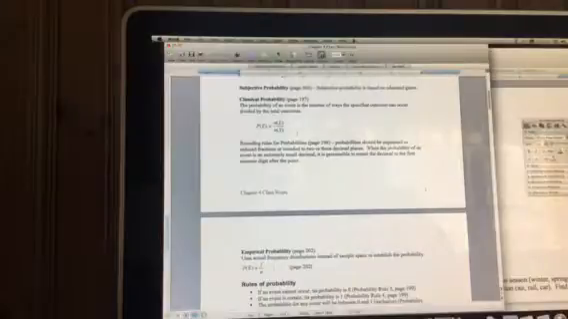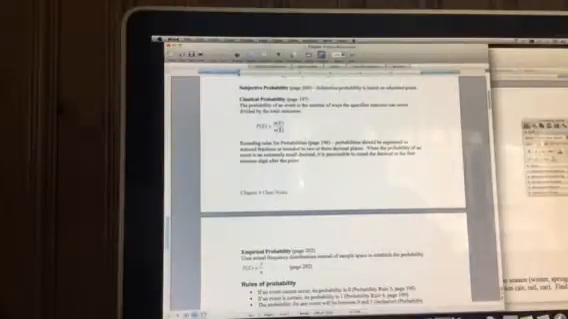Where we're going to spend a lot of time, though, is classical probability. And classical probability is the probability of an event is the number of ways the specified outcome can occur divided by the total outcomes. And you'll see there's a mathematical representation of that here. The probability of an event is equal to the number of ways the event can happen divided by the number of things in the sample space.